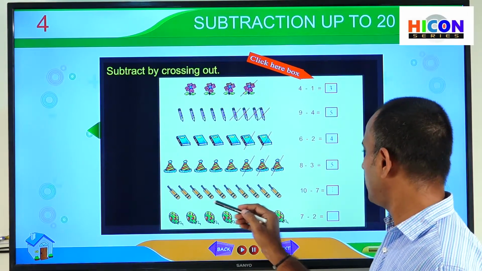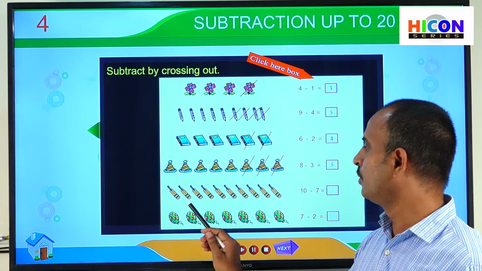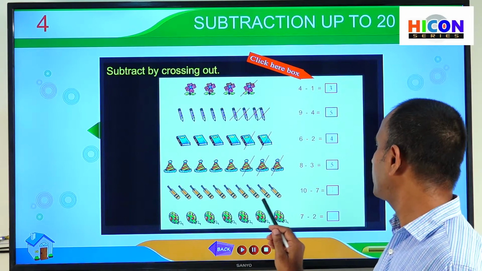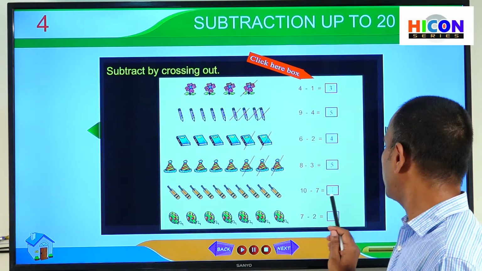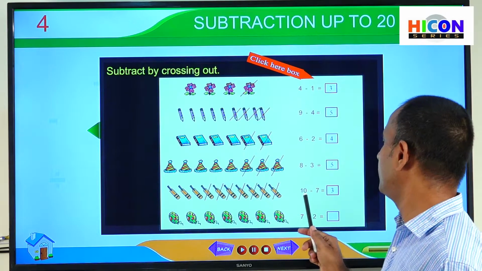If you take away 7 bats, how many bats are left there? Let us count 1, 2, 3. So 3 bats will be left there after subtraction of 7 from the 10. So write 3 in this box. Here this 3 is called the difference between 10 and 7.